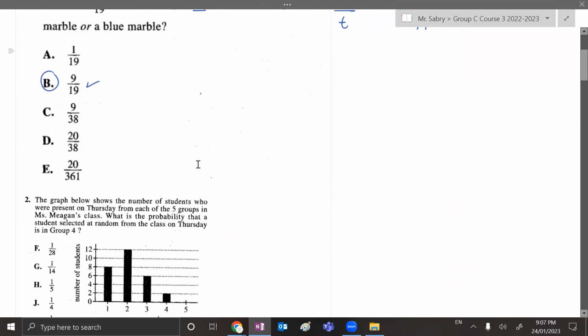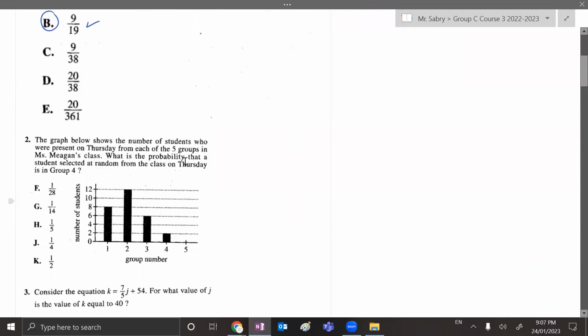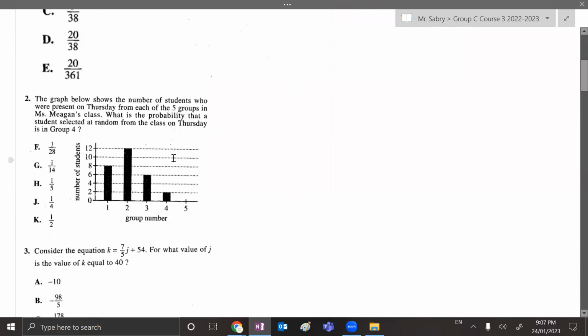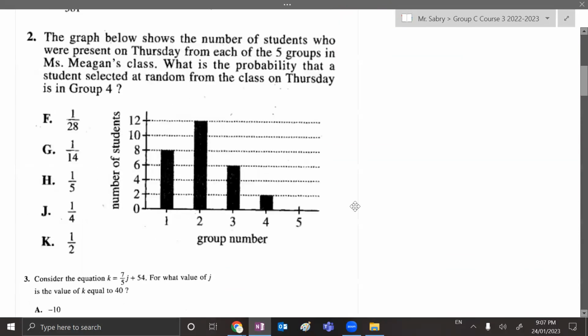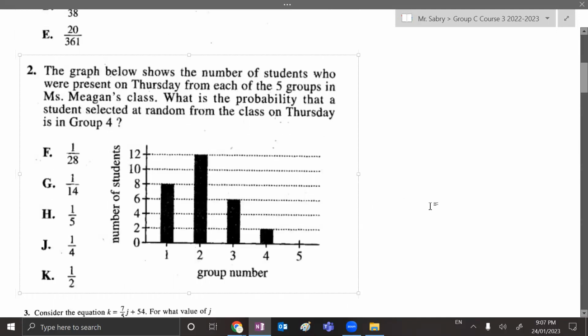All right. Moving on to number 2. It says in number 2, the graph below shows the number of students who were present on Thursday from each of the 5 groups in Miss Megan's class. What is the probability that a student selected at random from the class on Thursday is in group 4?